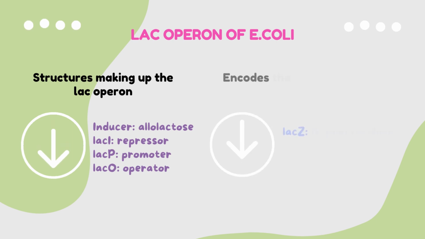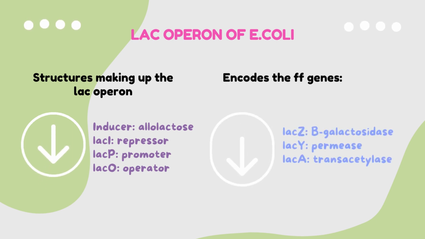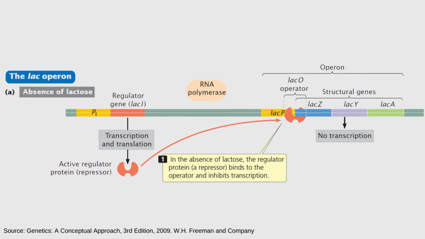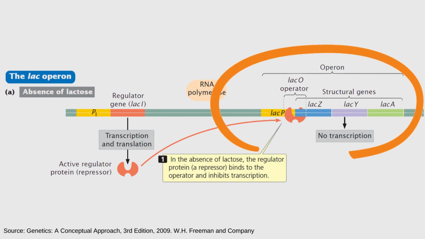This operon also encodes for the following structural genes. For lac-Z, it encodes for beta-galactosidases, lac-Y encoding permeases, and lac-A encoding for transacetylases. In the absence of lactose, the active regulator protein binds to the operator, so RNA polymerase then cannot bind to the promoter. This inhibits transcription and no transcription will take place.